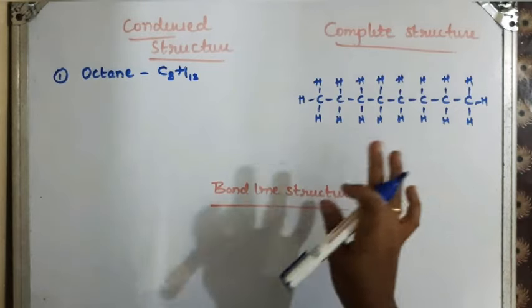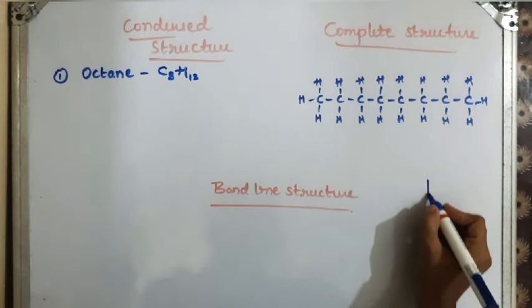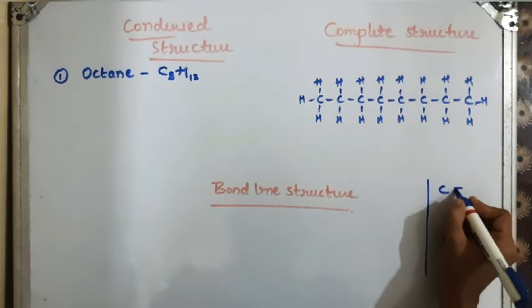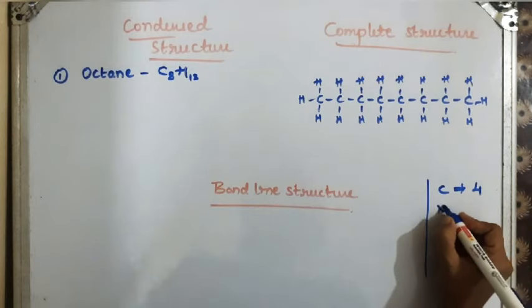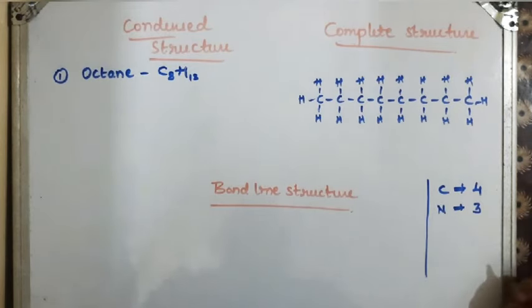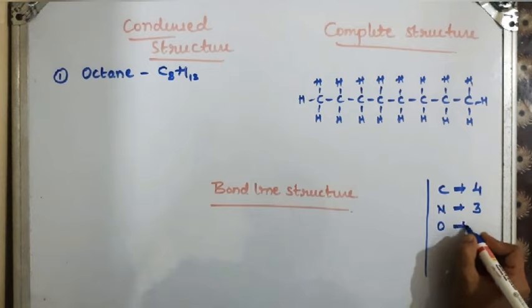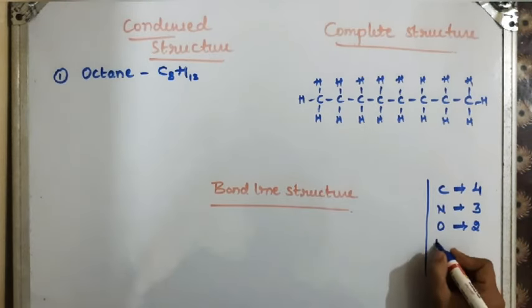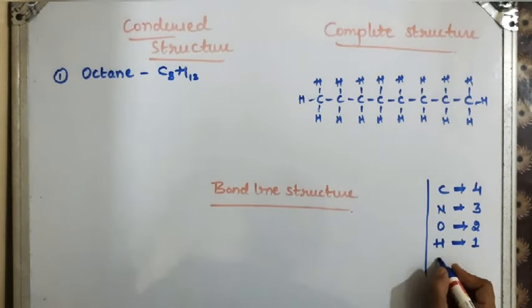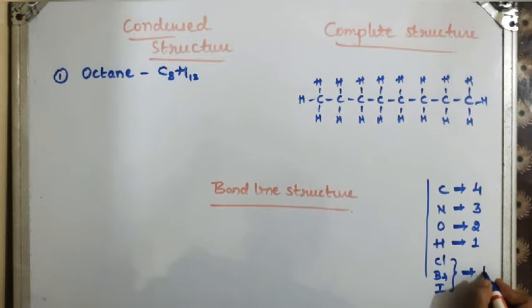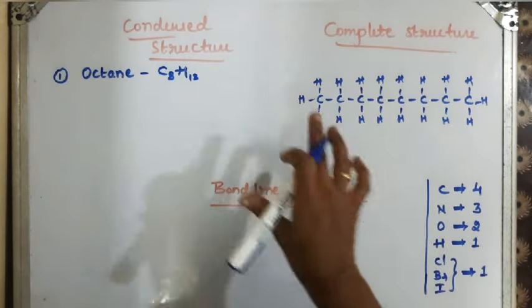Clear? One more thing to remember while writing structures: carbon will always have a maximum of 4 bonds. Nitrogen has a maximum of 3 bonds. Oxygen has a maximum of 2 bonds. Hydrogen has a maximum of 1 bond, and halogens, that is chlorine, bromine or iodine, also have a maximum of 1 bond in the structure. Remember this point so that it will be easy to write the structures.